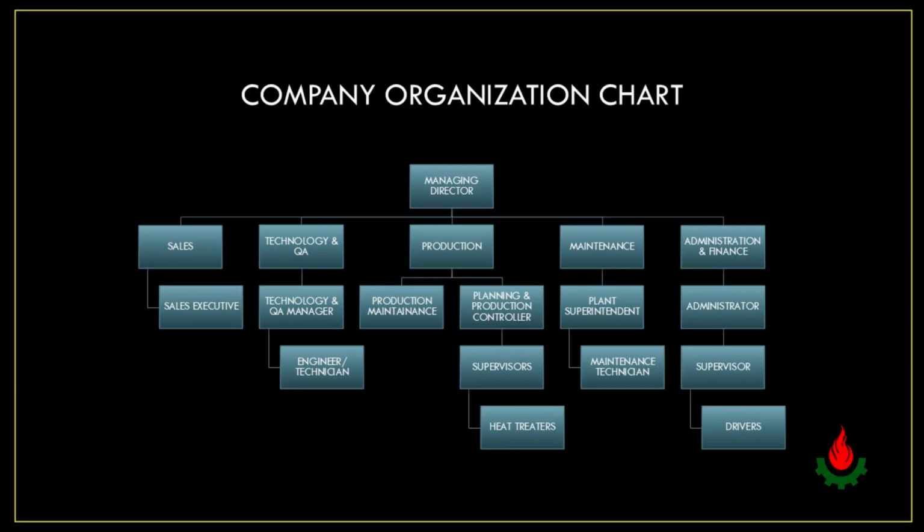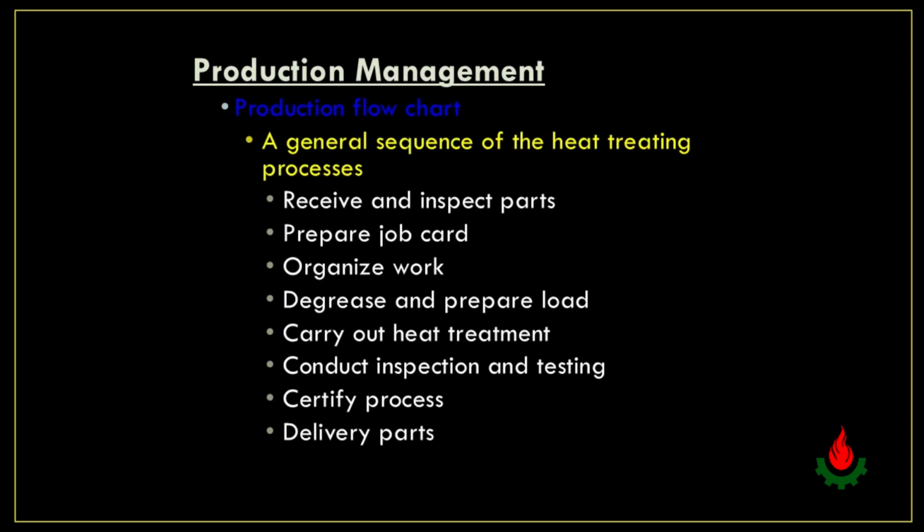Company organization chart. Production management. Production flow chart. A general sequence of the heat treating processes. Receive and inspect parts. Prepare job card. Organize work. Degrease and prepare load.